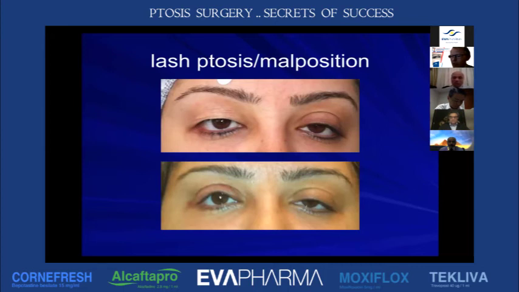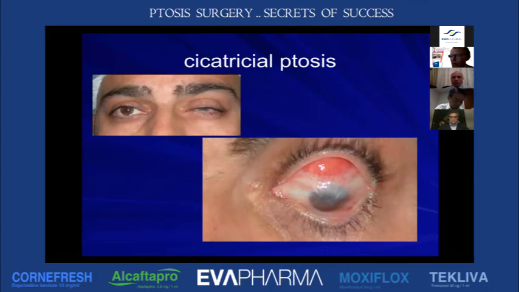There is a problem here in this patient. Actually, I will tell you about it later regarding the contour and how to manage. It's very important to exclude cicatricial ptosis, because as you can see here, cicatricial ptosis, for example after a chemical burn, brings the lid down.